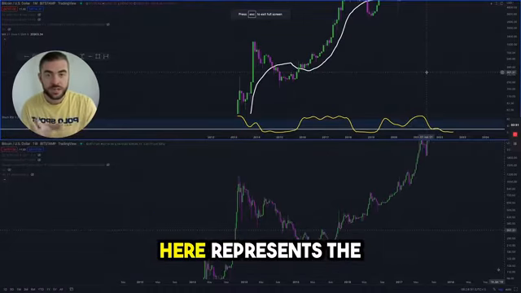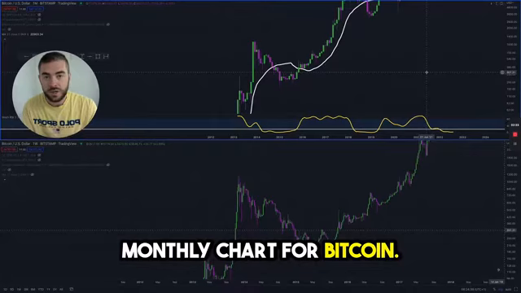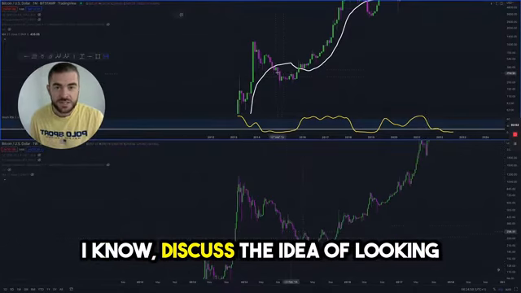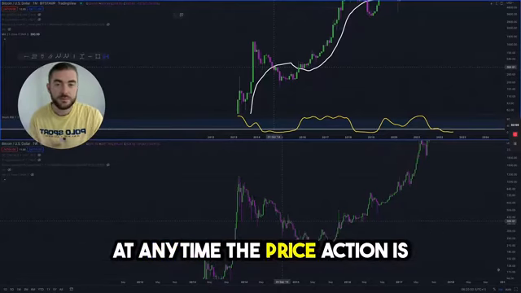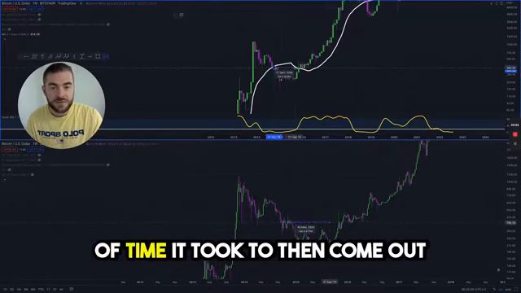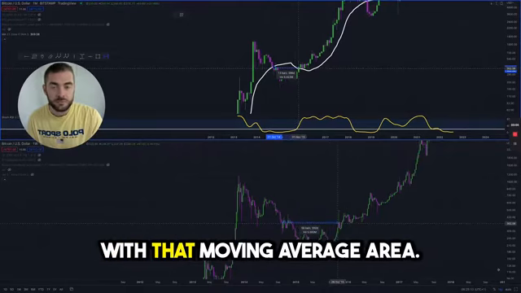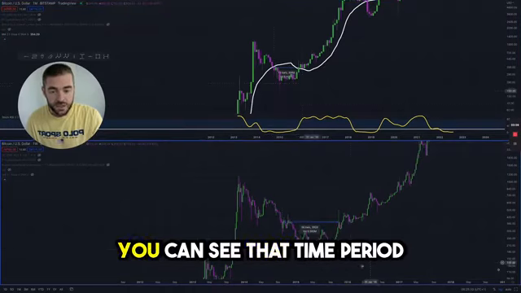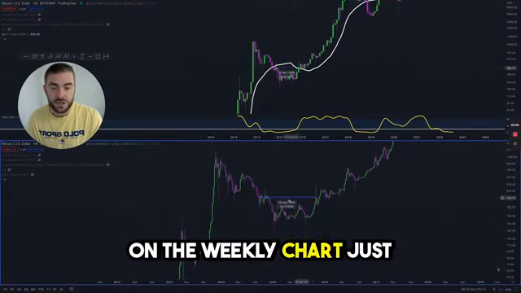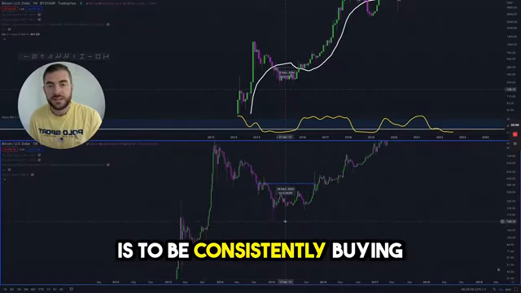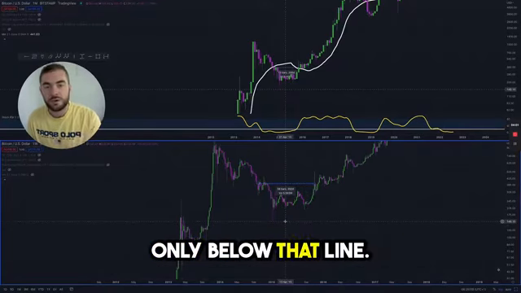So at the top of the screen here represents the monthly chart for Bitcoin. This is the Bitcoin US dollar chart on the 1 monthly. And I discussed the idea of looking at any time the price action is below the 21 moving average. You can measure the amount of time it took to then come out of that moving average area, and that was 396 days. You can see that time period on the weekly chart just below is also highlighted, and the idea of this strategy is to be consistently buying only below that line.